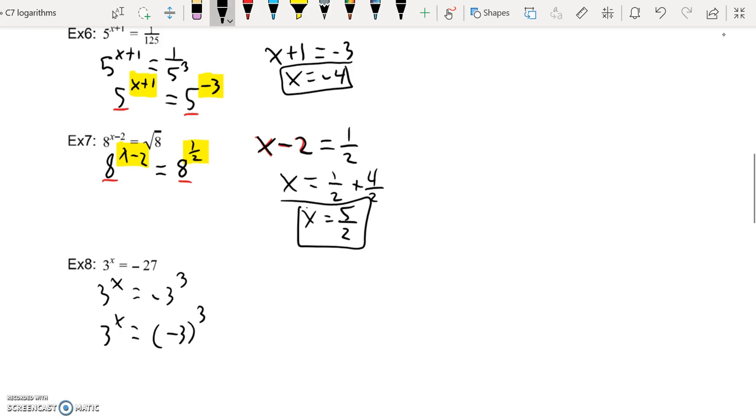If you think about this, 3 to the x looks like the graph of the exponential, y equals 3 to the x. Where is that going to be equal to negative 27? Are those two things ever going to intersect each other? No. It is an impossibility. There are no solutions.